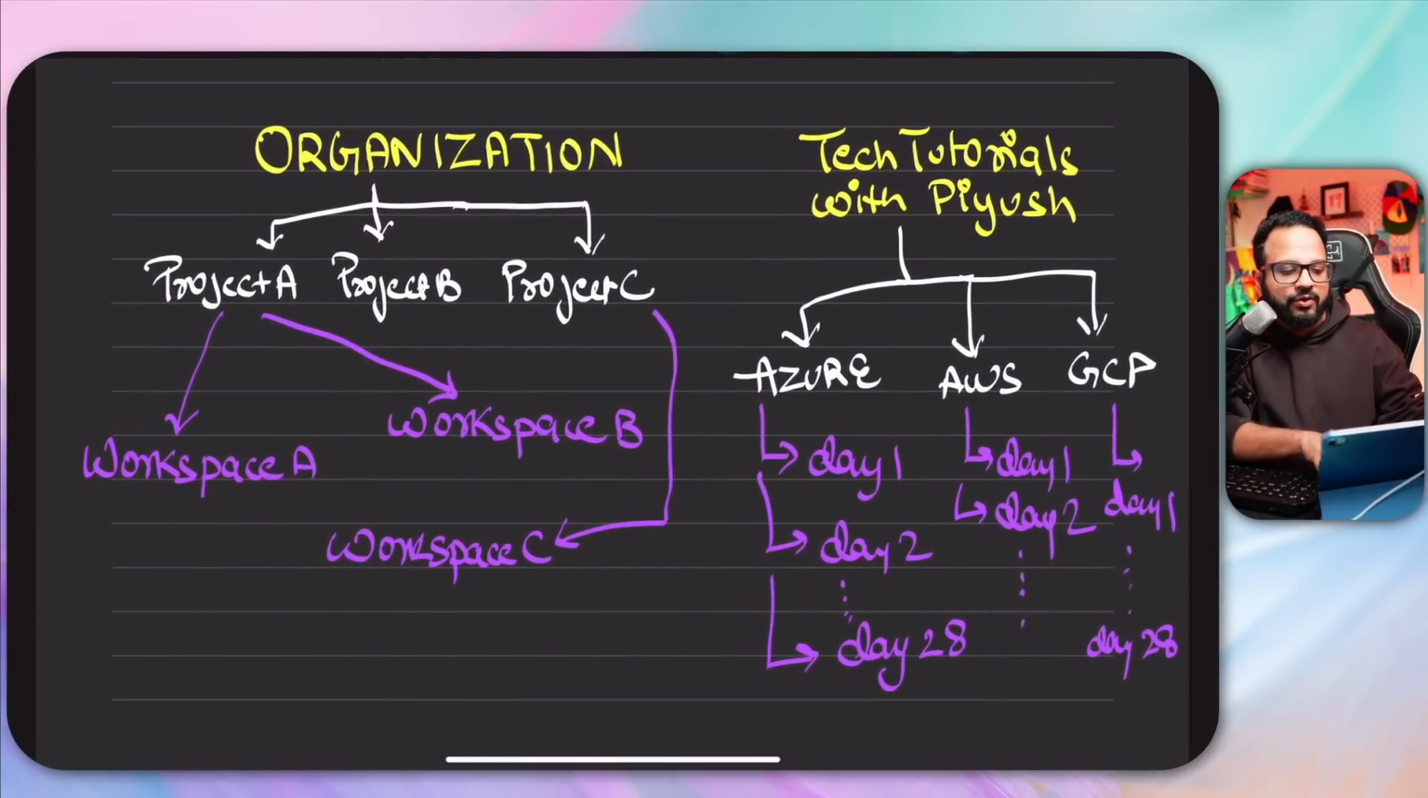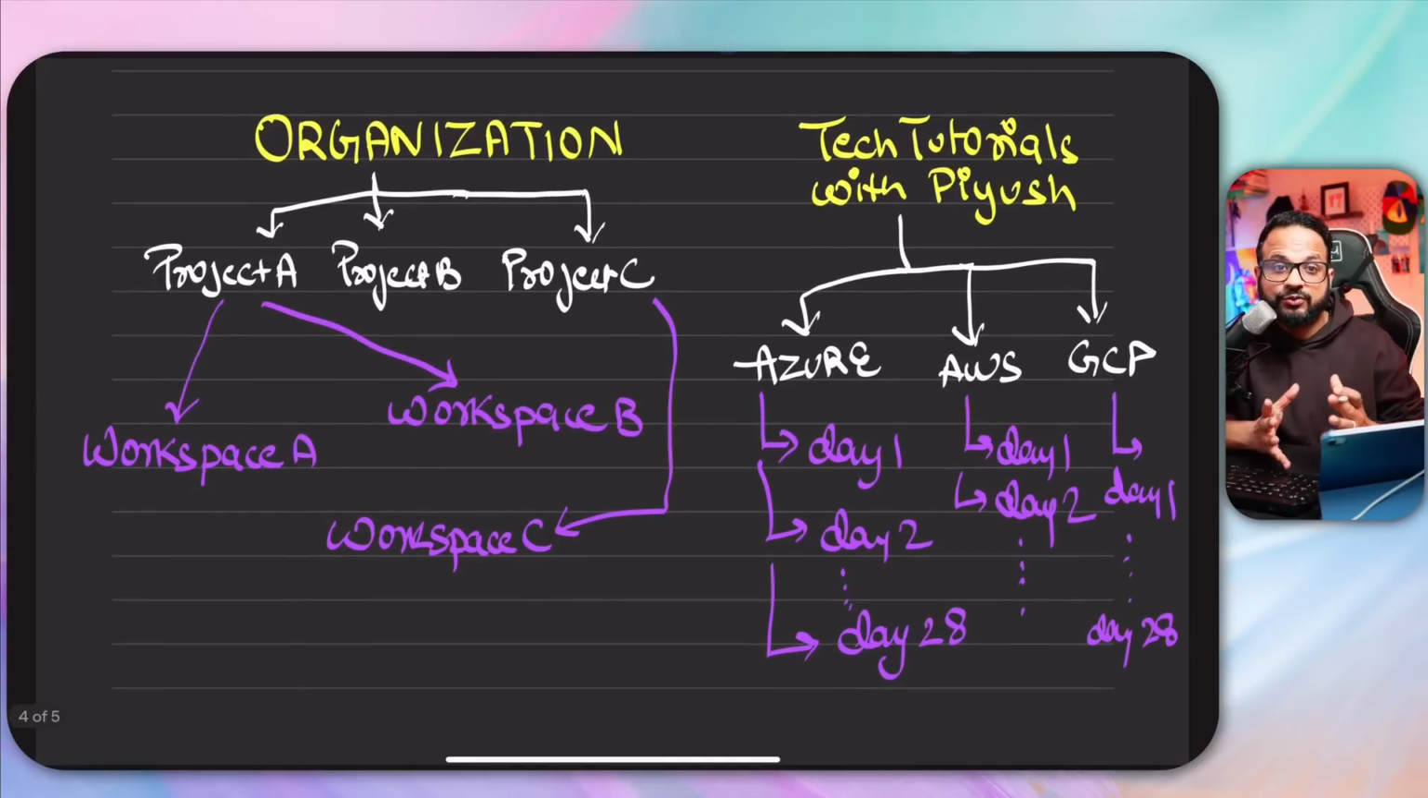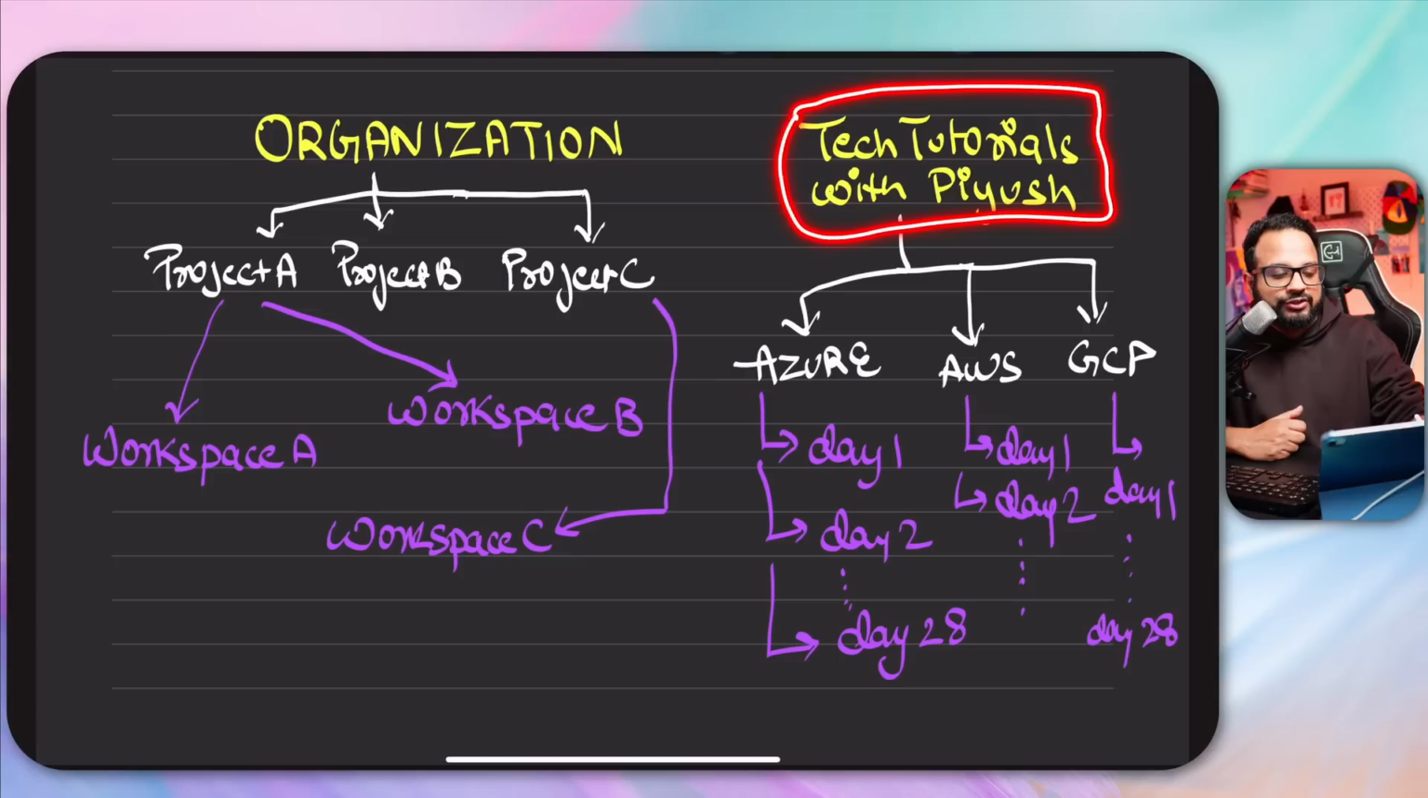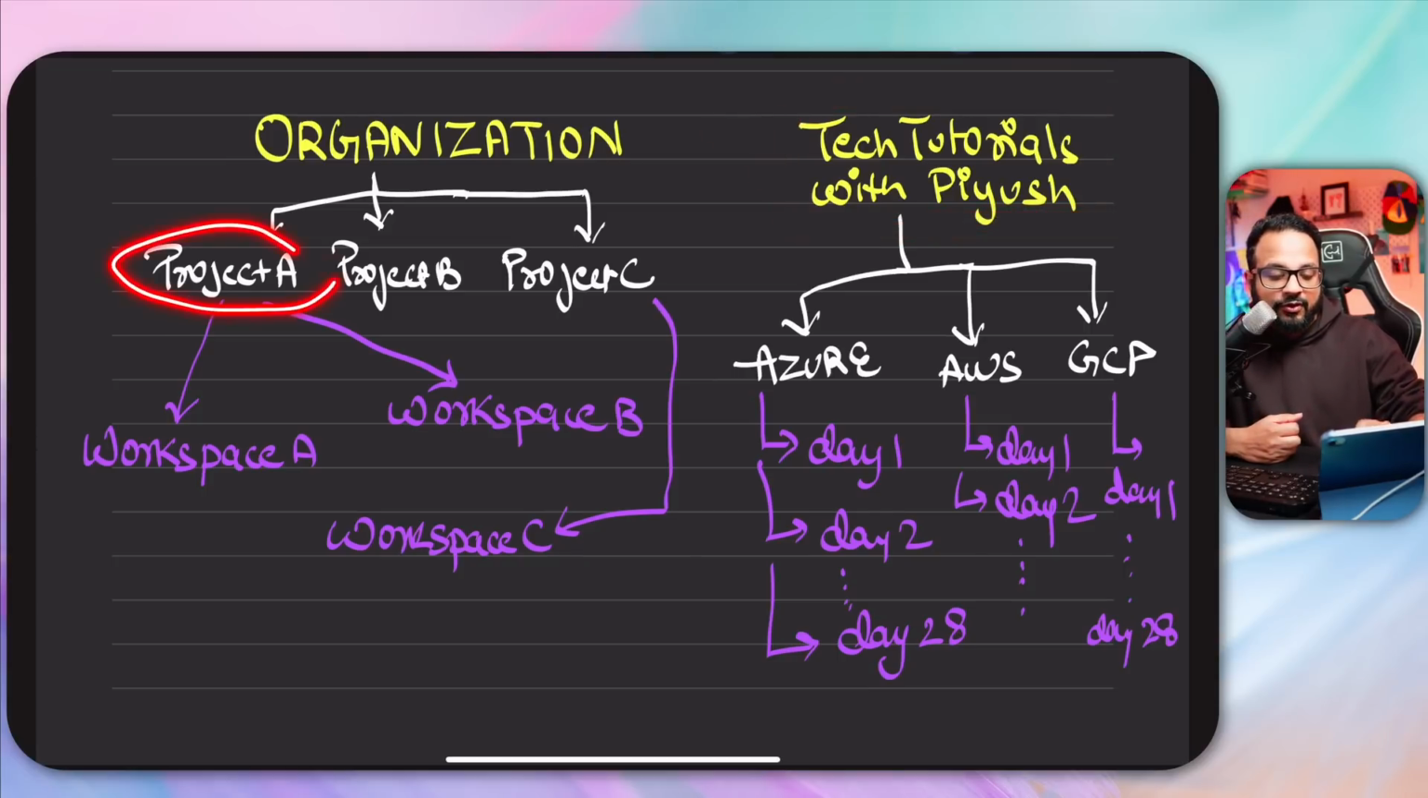Like, how would it look? How would they arrange the resources within this HCP? So on the top level, you have an organization, right? Let's call it, let's say, Tech Tutorials with Piyush. Or if you are working in an organization, this could be your organization name. Then we have different projects. Okay, project A, project B, project C.